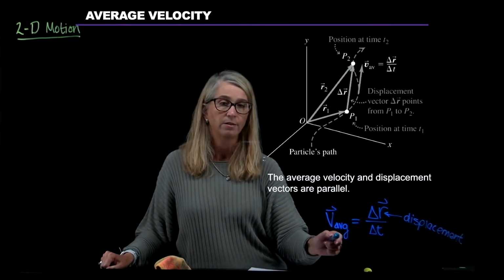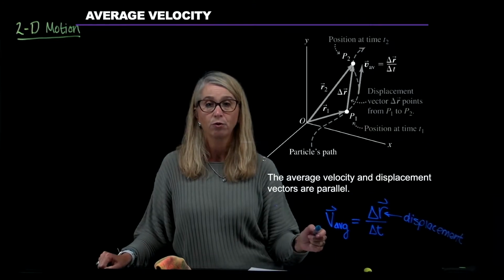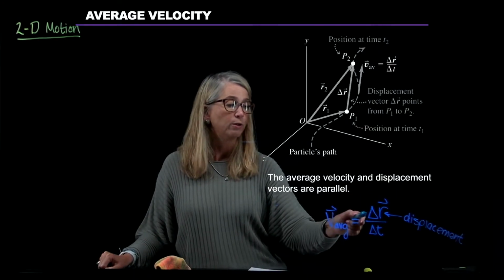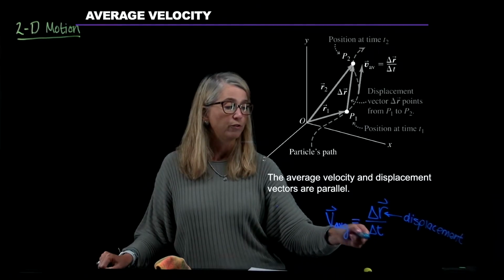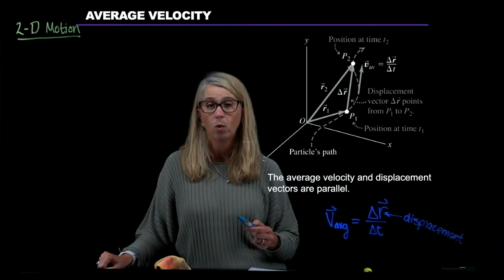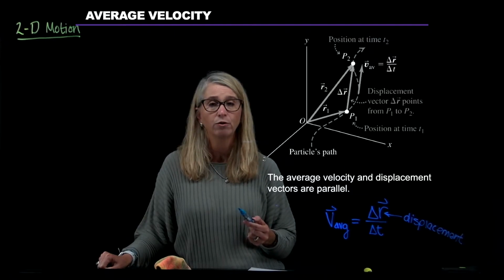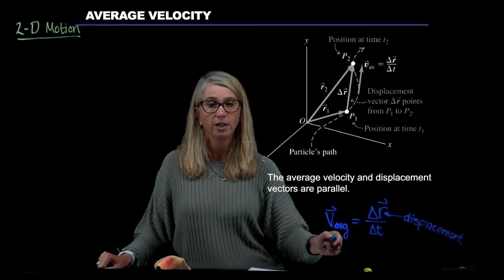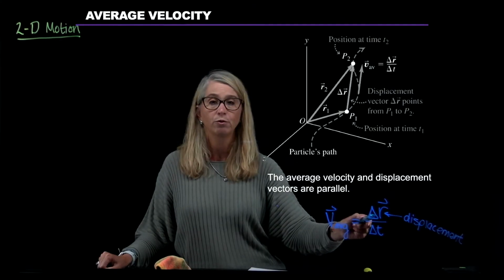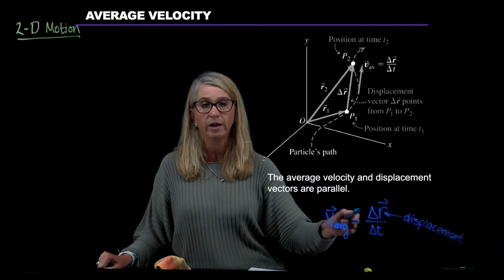The average velocity is a vector, which means it has a direction. It's the ratio of the displacement over the interval in time. Now the interval in time is a scalar quantity. Time does not have a direction. So the direction of the average velocity vector comes from the direction of the displacement vector.